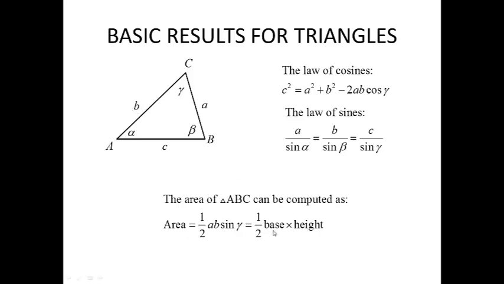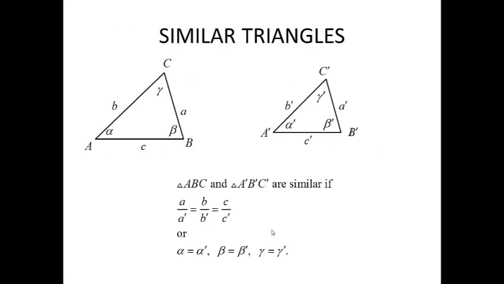The same way for the area, we can take any base and any height, and so we can calculate it in three different ways using three different bases and three corresponding heights. Two triangles are similar if their corresponding sides have the same ratio, or if their angles are equal. There are other ways to define similar triangles, but these are sufficient for our purposes.